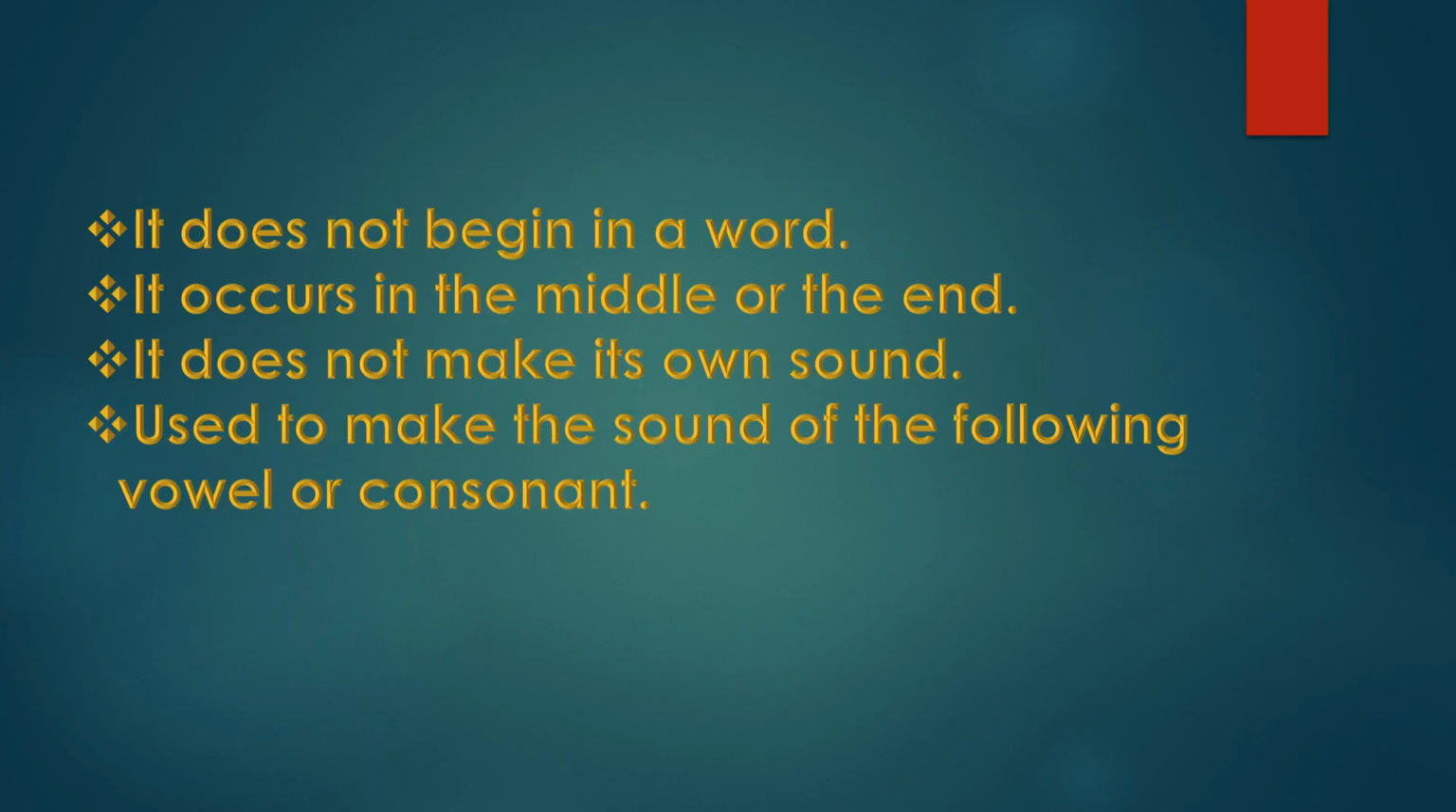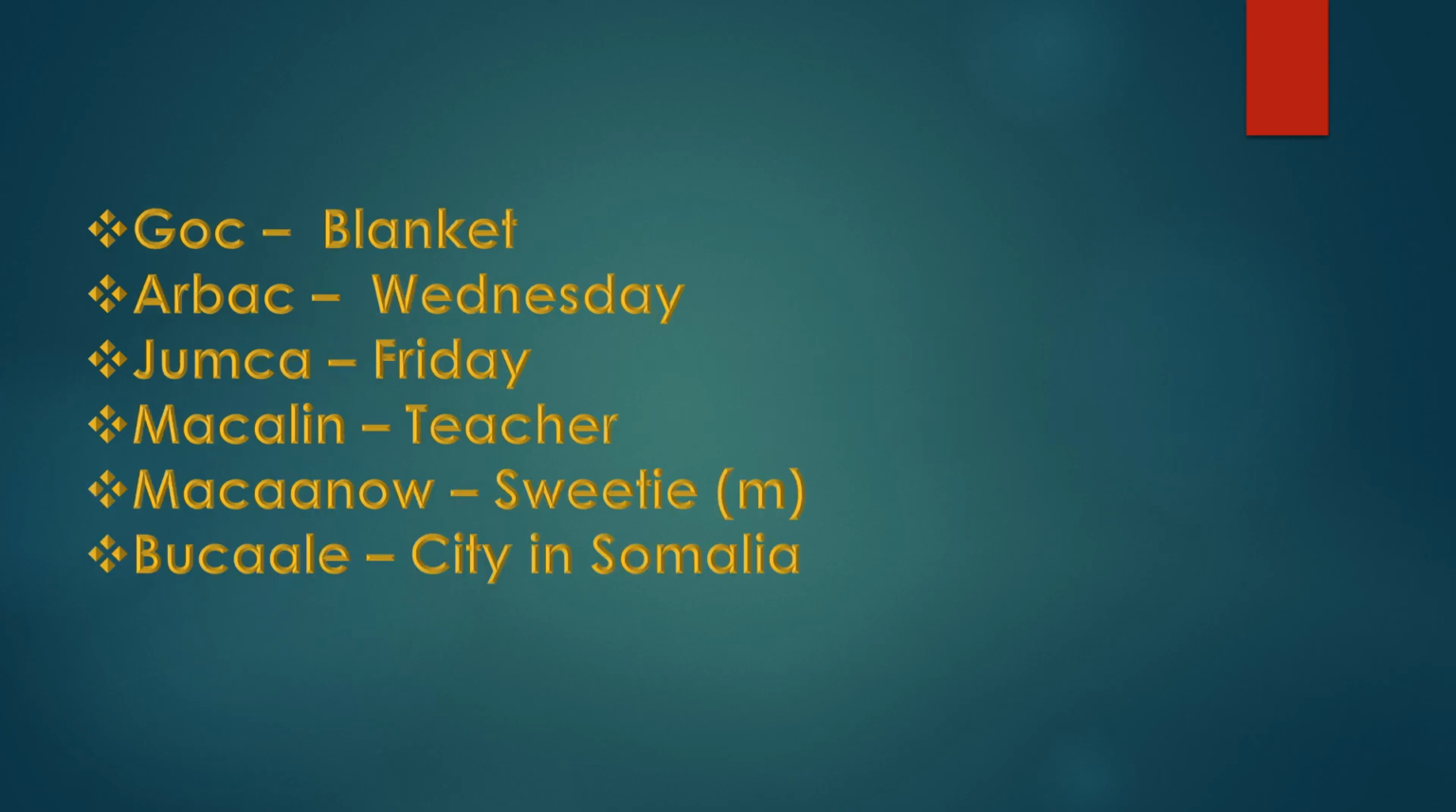So let's see the basic rules for N. It does not begin a word. It occurs in the middle or at the end of a word, and it does not make its own sound. It's used to make the sound of the following vowel or consonant. Some examples are: go, arba, jum'a, ma'alin, ma'ano, bu'ale.